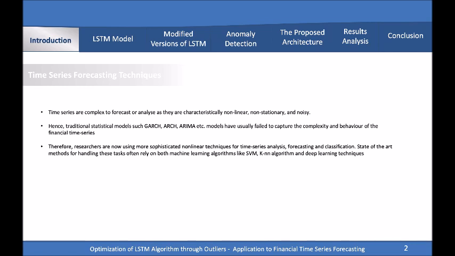Therefore, researchers are now using more sophisticated nonlinear techniques for time series analysis, forecasting, and classification. State-of-the-art methods for handling these tasks often rely on both machine learning algorithms like support vector machine, k-nearest neighbors, and deep learning techniques. Here we're going to propose a novel approach that extends the LSTM algorithm by handling the outliers as a part of the model architecture.